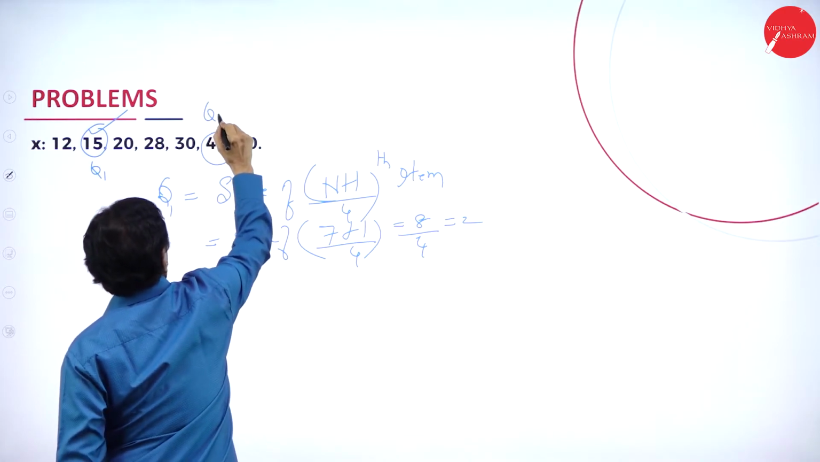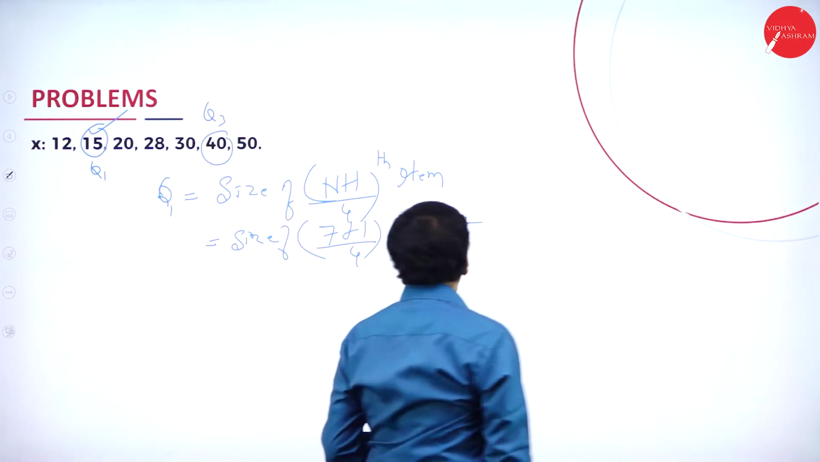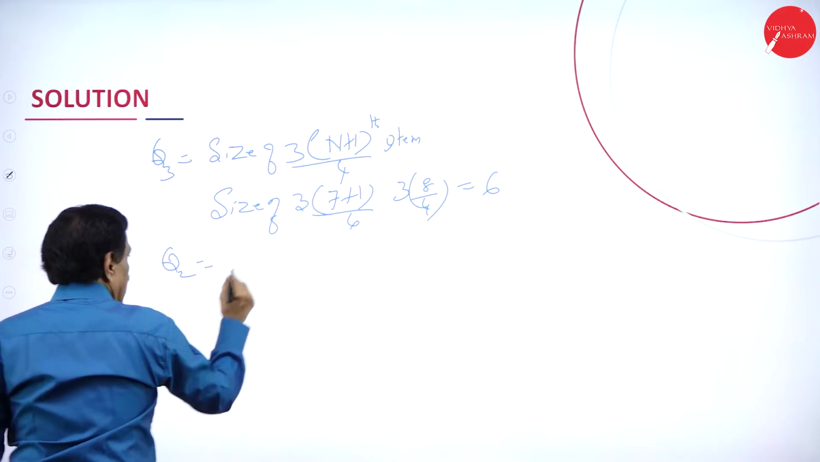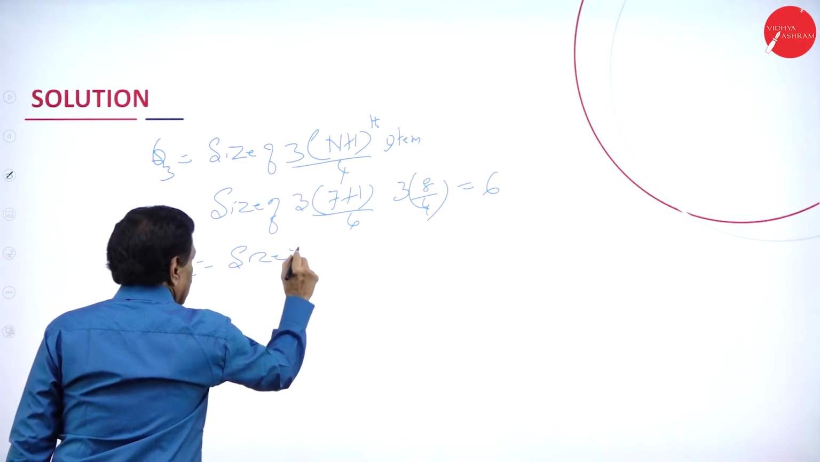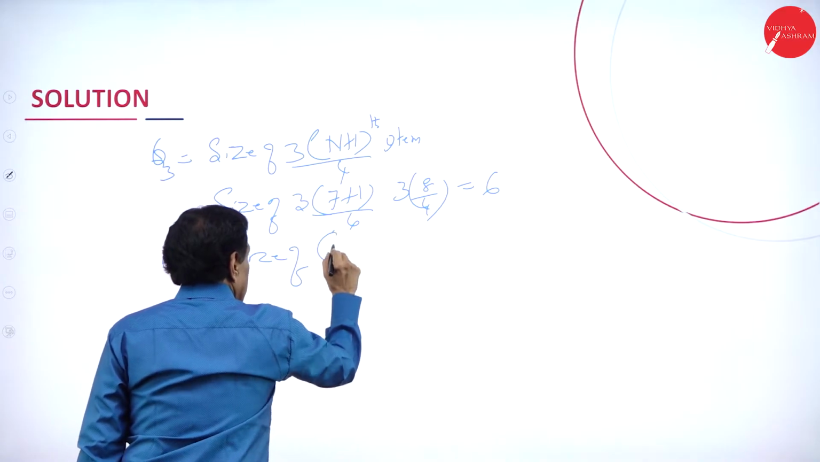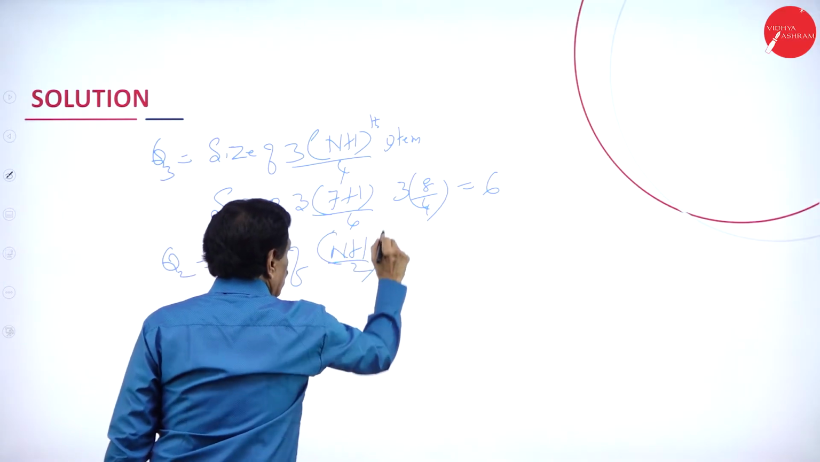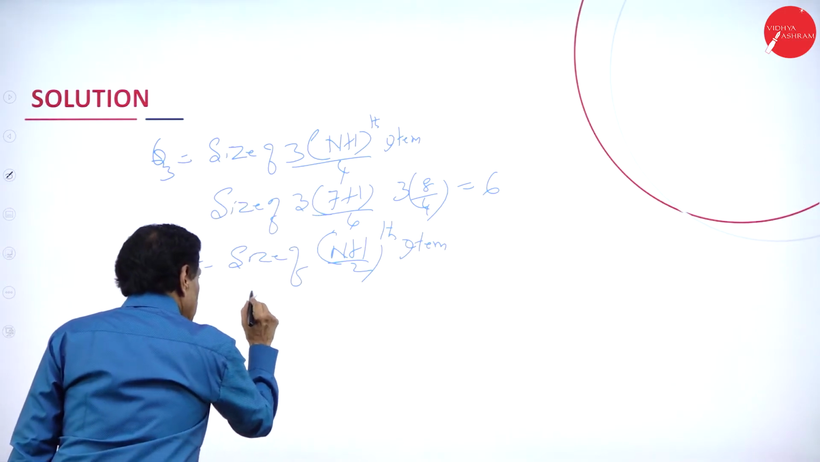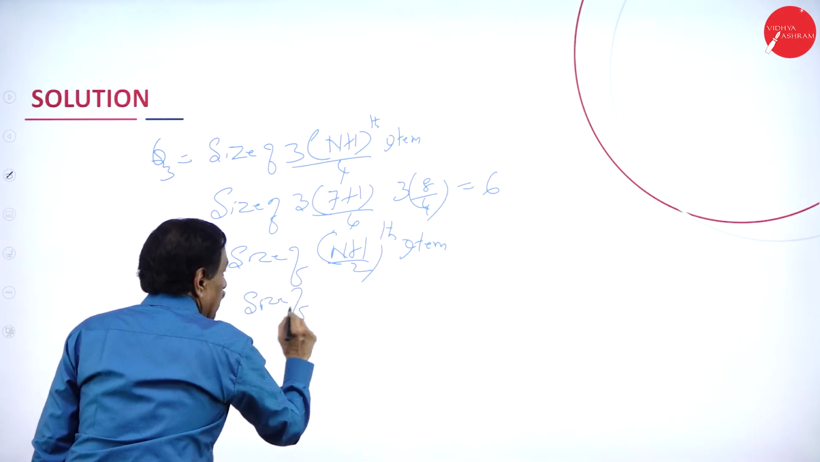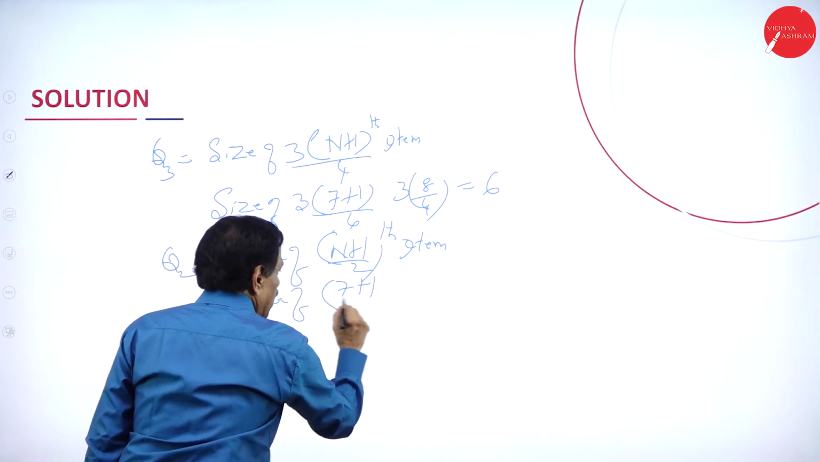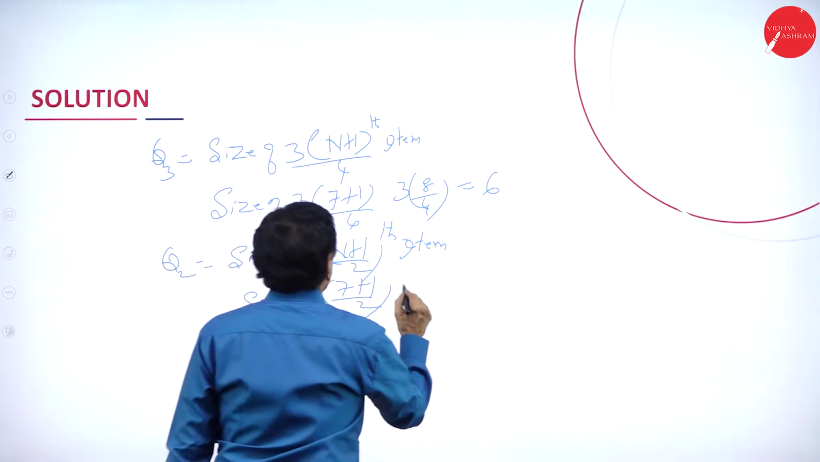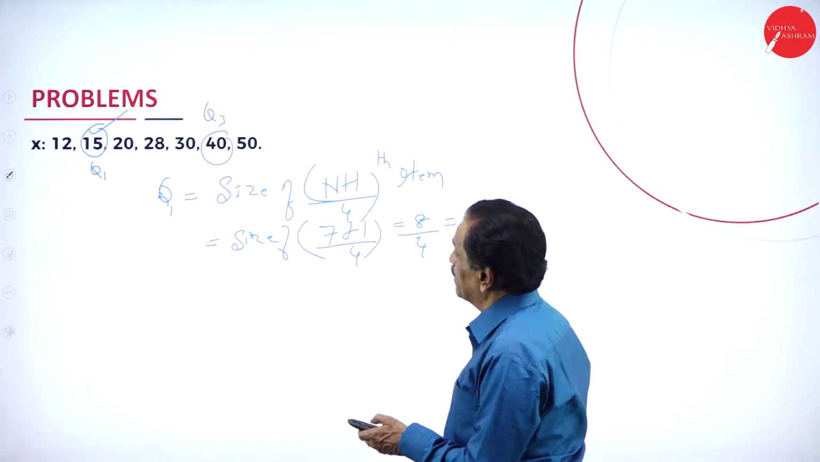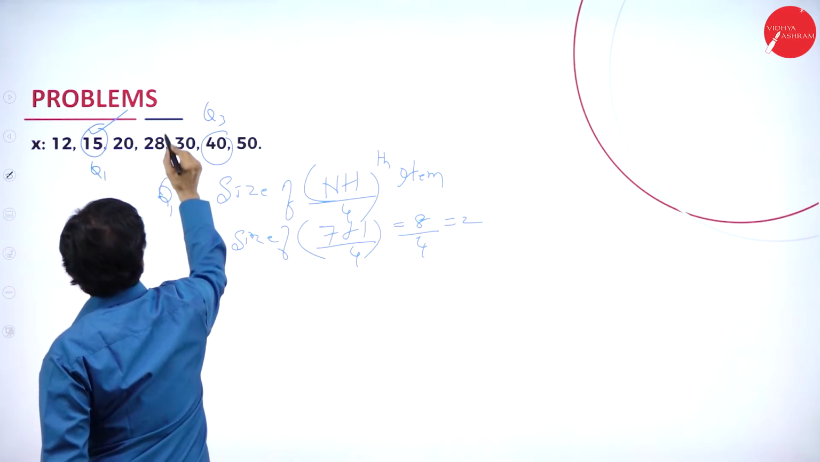This is your Q3. Then if they ask Q2 in the exam, the size of (n plus 1) divided by 2th item. If they ask, then only you have to do it. This is 7 plus 1 divided by 2. This is 8 divided by 2. This is the 4th item. Which is the 4th item? 1, 2, 3, 4. This is your Q2.